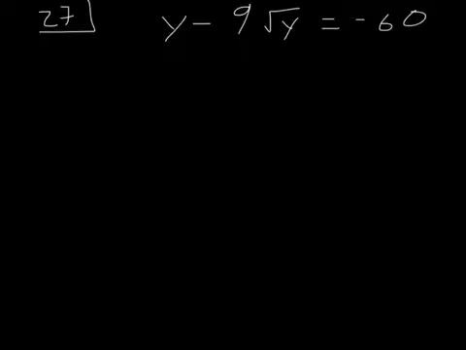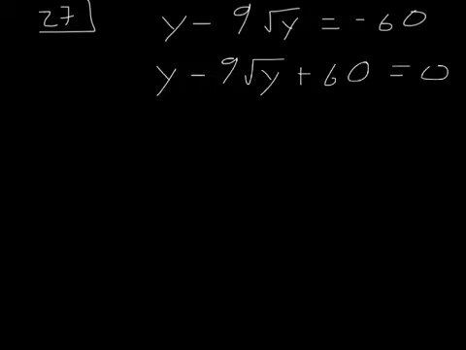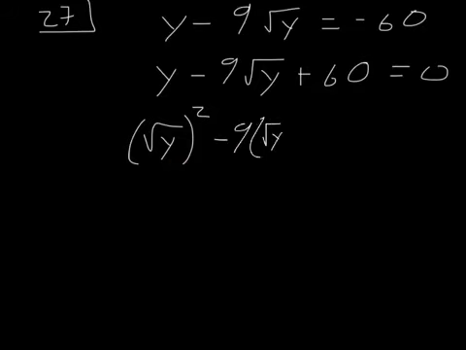Okay, they ask you to solve this one. Well, first thing, we need to get it equal to 0. So let's add that 60 to both sides, make it equal to 0. And then we need to rewrite this so that it looks like a quadratic. Well, this term here is always our hint. We need it to look like this term. So let's just do that. Square root of y squared. Well, does that equal that? It does, right? So we're good. We could just write it like that. Minus 9 square root y plus 60 equals 0.